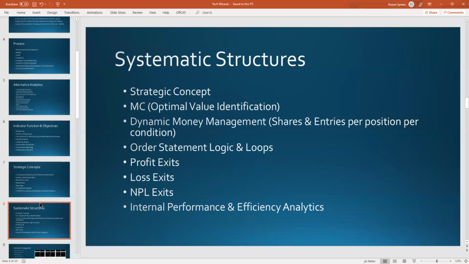Because this gives you the ability to diversify the factors that are producing the outcome, such as random and cyclic variations of value. But also, it gives you the ability to choose how many shares, how many entries per position, then per condition, or per classification. And then order statement logic and loops. Again, it reverts back to MC, and then using internal performance analytics to make constant improvements to the underlying logic or target prices that it's aiming to exploit.